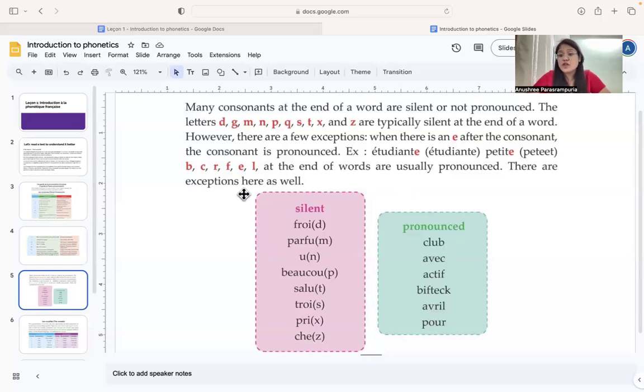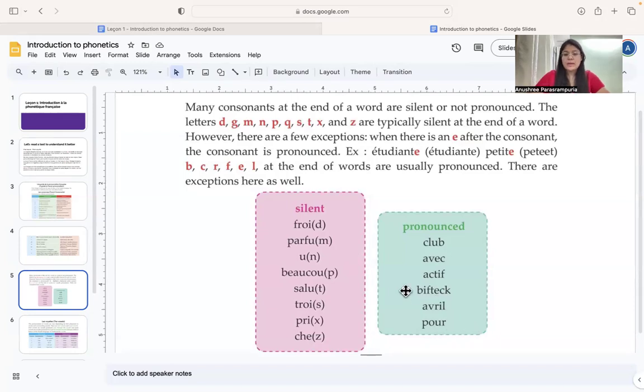However, there are certain consonants that we pronounce when placed towards the end. For example, B, C, R, F, L. Typically at the end of words, these are usually pronounced. So this would be club, avec, actif, bifteck, avril, pour.